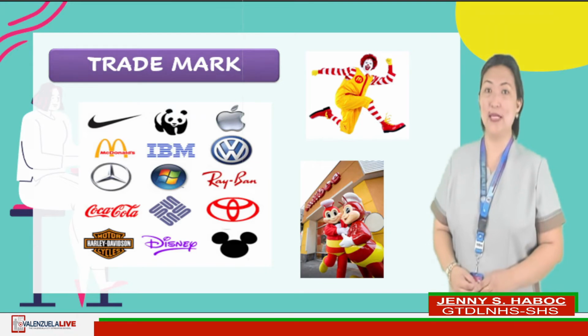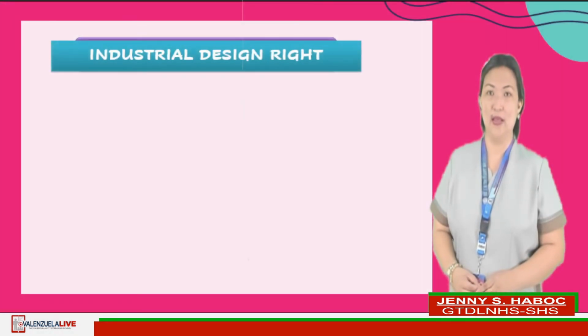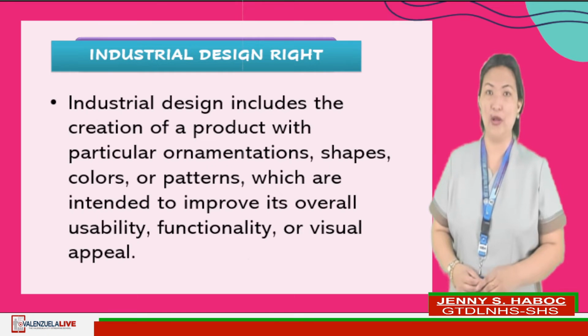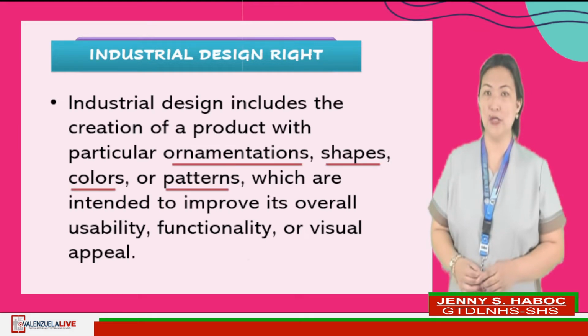The next one is the industrial design right. Industrial design rights protect the aesthetic design of an object. It includes the creation of a product with particular ornamentations, shapes, colors, or patterns which are intended to improve its overall usability, functionality, or visual appeal.